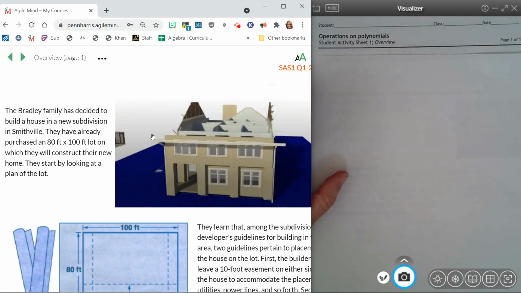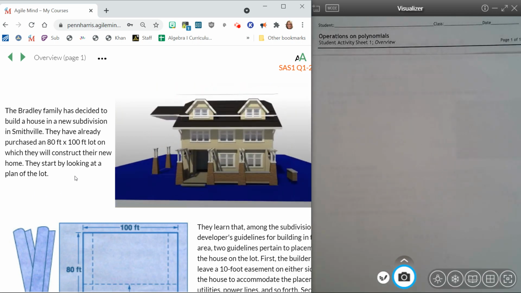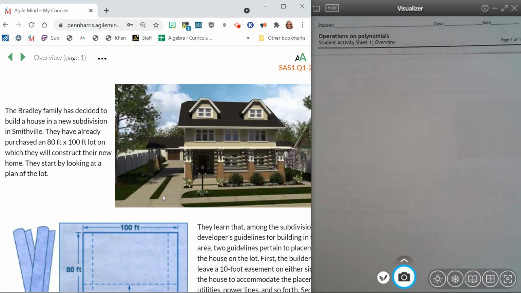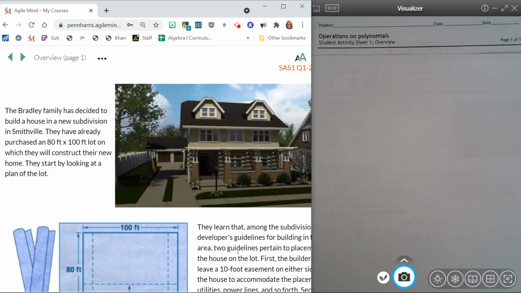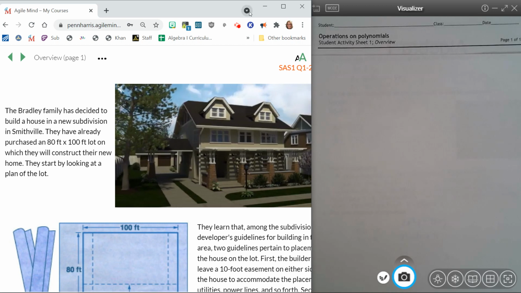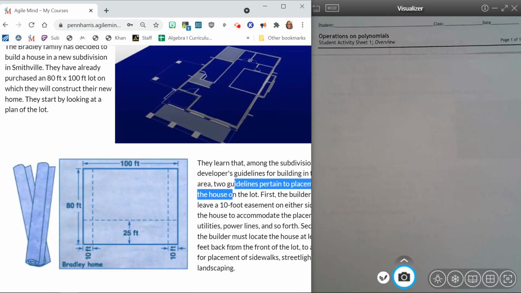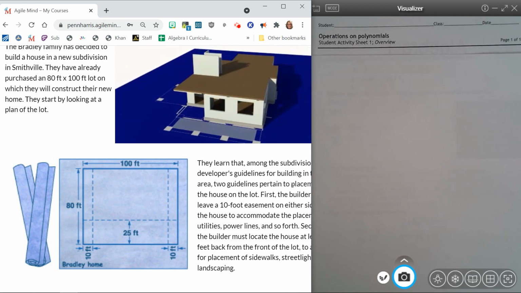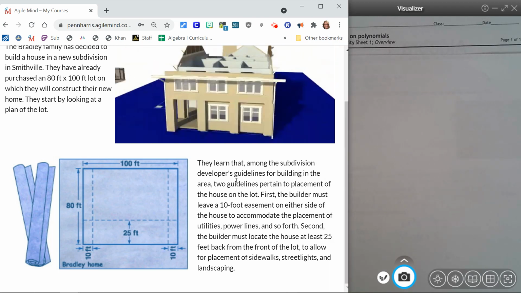So on this first set, we have the Bradley family. They just built a house in a new subdivision. They have already purchased a 100-foot by 80-foot lot in which they will construct their new home. So with this, you can see the layout here. They learned that there are some guidelines that they have to follow.